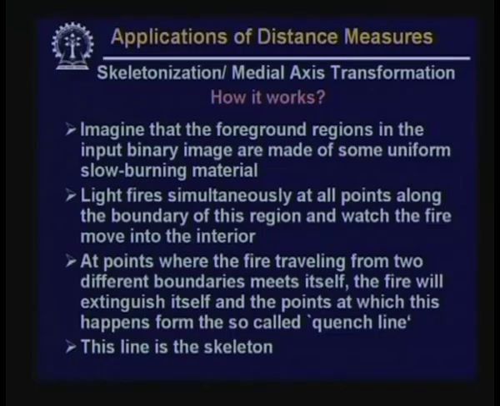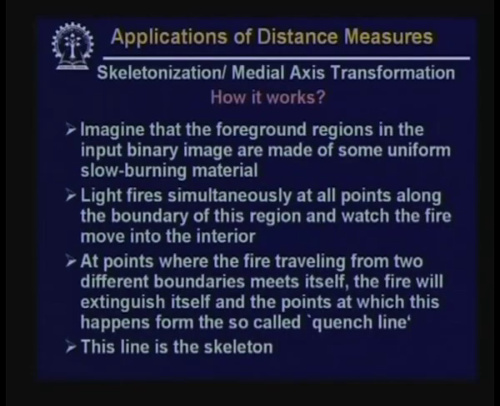Then you will find that as the fire lines go in, there will be some points in the foreground region where the fire coming from two different boundaries will meet, and at that point the fire will extinguish itself. So, the set of all those points is what is called the quench line, and the skeleton of the region is nothing but the quench line that we obtain by using this fire propagation concept.